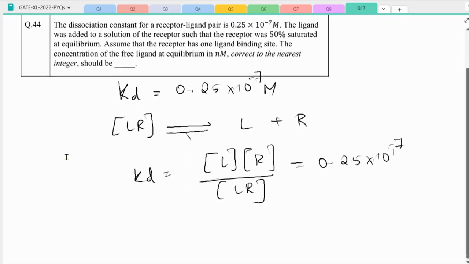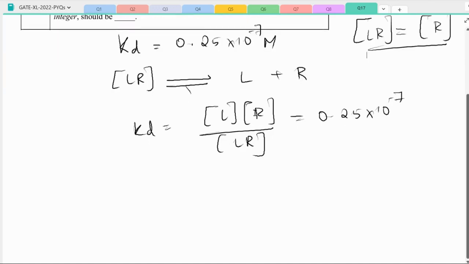Now, if you carefully observe here, the receptor was 50% saturated. When the receptor is 50% saturated, the concentration of receptor ligand complex will be equal to the concentration of the remaining receptor at that given point. So in that case, this and this get cancelled. Thus, the concentration of the ligand will be equal to 0.25 into 10 power minus 7 molar.